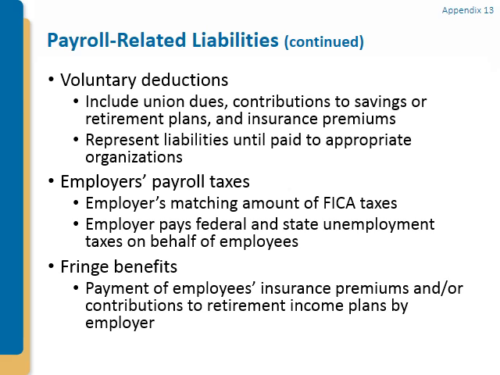One payroll tax mentioned previously is the employer's matching amount of FICA taxes. The employer must also pay federal and state unemployment taxes on behalf of its employees. In addition to salaries and wages, withholding taxes, and payroll taxes, many companies provide employees with a variety of fringe benefits. Most commonly, employers pay all of an employee's insurance premiums and/or contributions to retirement income plans.